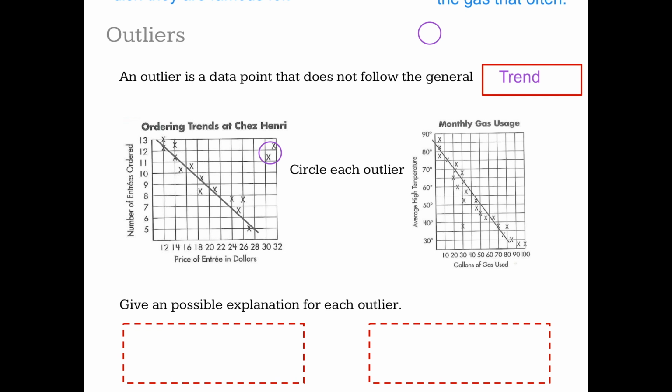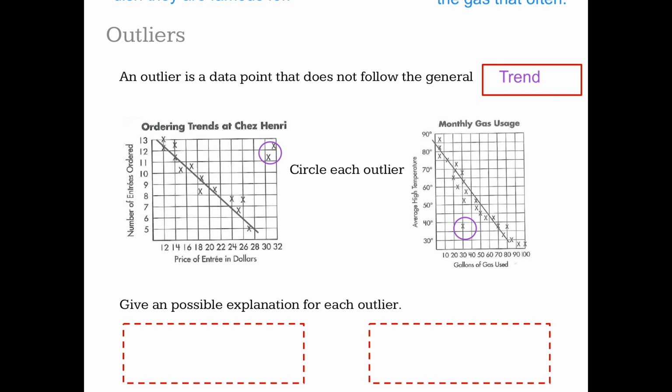Now we're talking about monthly gas usage, and this is if you were to use gas to heat your home, not gas for your car. And if I'm looking, I've got 1 X way out here, so I'm going to circle that, and that is my outlier. Now there's always an explanation for these outliers, like why they happen.